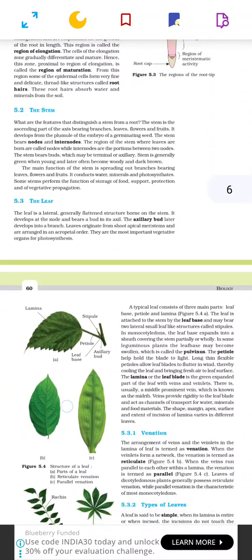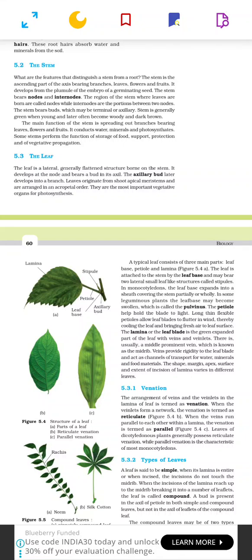A typical leaf consists of three main parts: leaf base, petiole, and lamina. The leaf is attached to the stem by the leaf base and may bear two lateral small leaf-like structures called stipules. In monocotyledons, the leaf base extends into a sheath covering the stem partially or wholly. In some leguminous plants, the leaf base may become swollen, which is called the pulvinus.